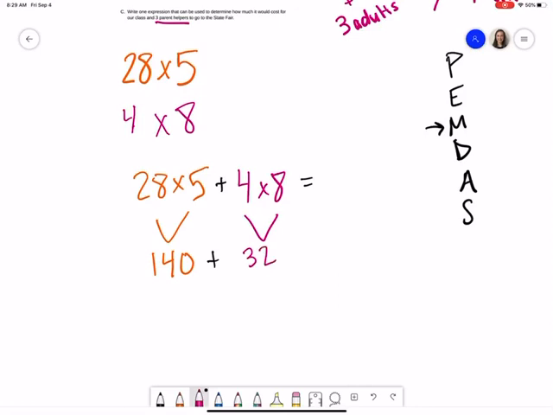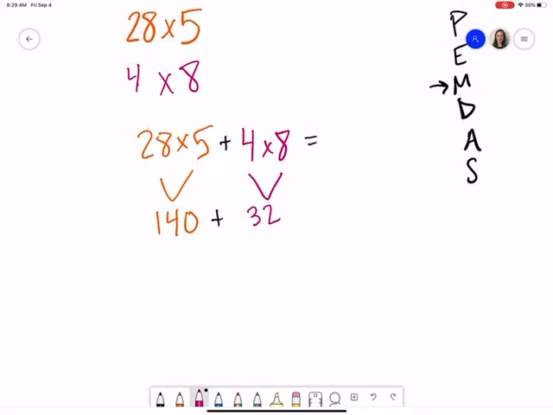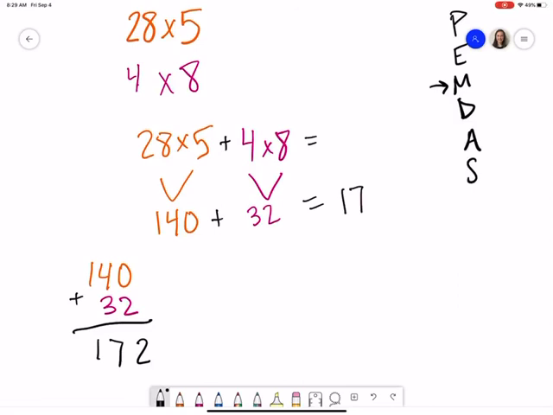Okay, so now we're going to do what? Well, the only thing left to do, we're going to add them together. So what is 140 plus 32? Okay, 0 plus 2 is 2, 4 plus 3 is 7, 1 plus nothing is 1. So it's going to cost $172 for all of us to go.